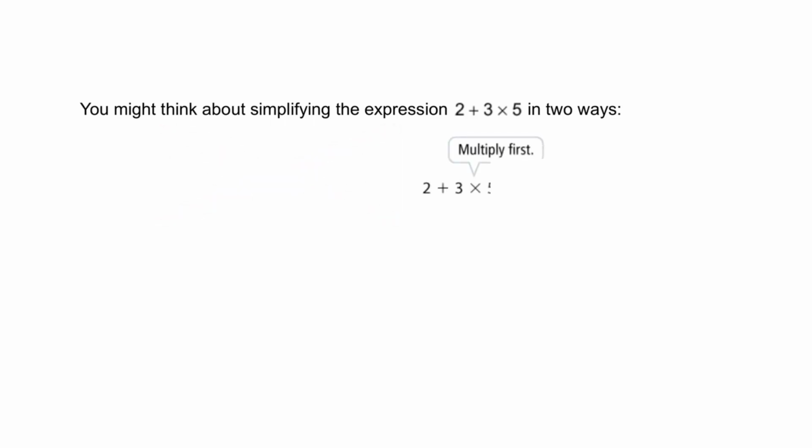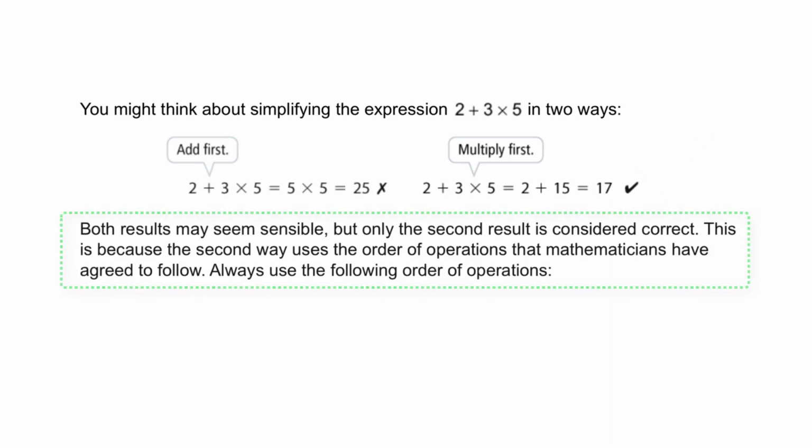If, on the other hand, you multiply first, 3 times 5 is 15, 2 plus 15 is 17, and that's correct. So the order in which you perform operations is important. Both results may seem sensible, but only the second result is considered correct. This is because the second way uses the order of operations that mathematicians have agreed to follow.